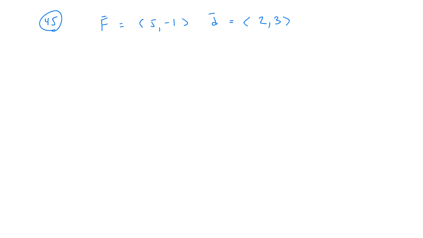It says here you're given a constant force vector in newtons and a displacement vector in meters for the object. Calculate the work done if you're applying the force and you displace an object by that amount. So work, it's supposed to be a W. What is the work? How do I get the work?